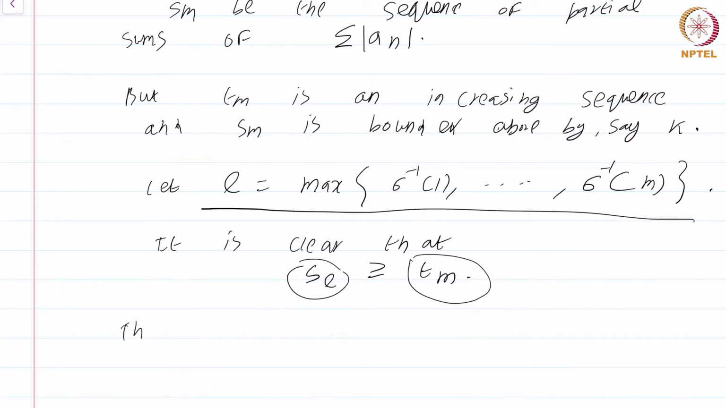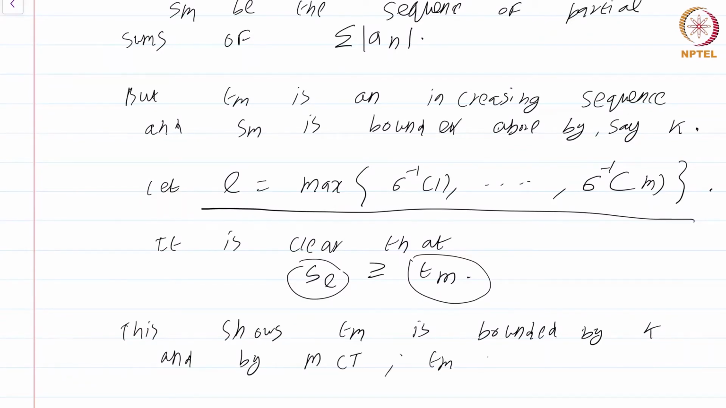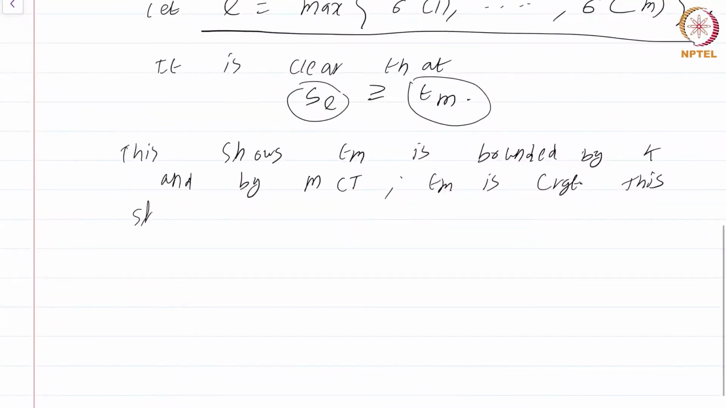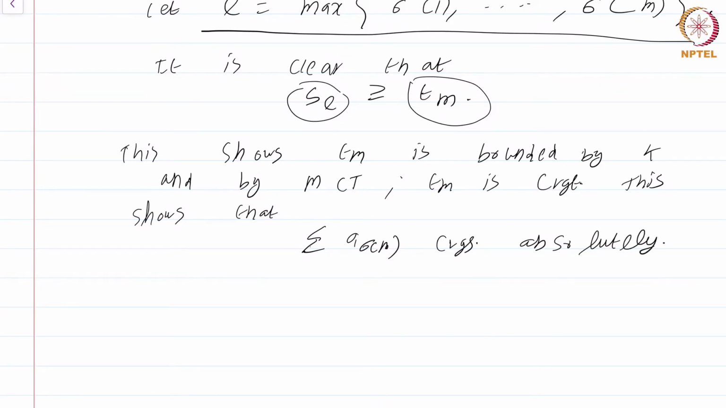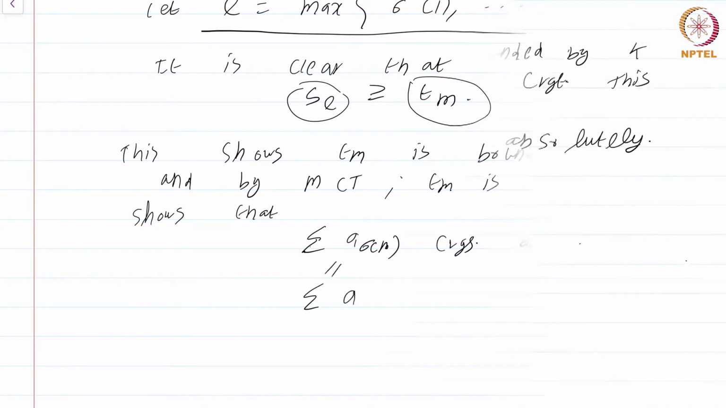This shows Tm is bounded by K, and by the monotone convergence theorem, Tm is convergent. This shows that summation a sigma n converges absolutely. Now, this doesn't finish the proof. We still have to show that this converges to the same thing as summation an.